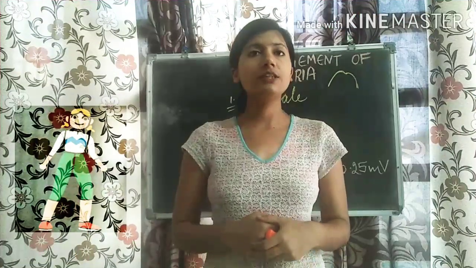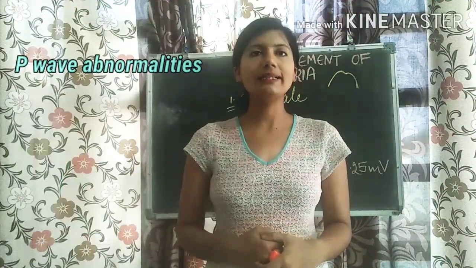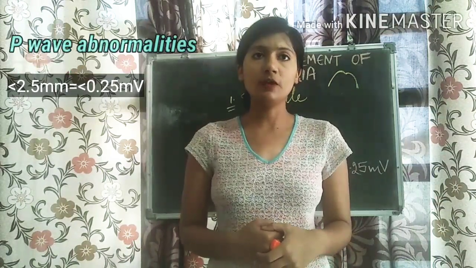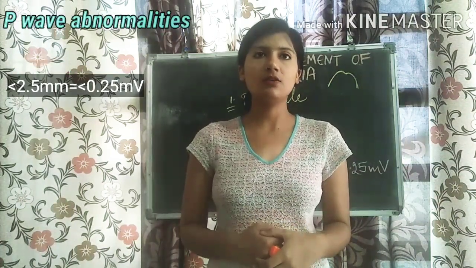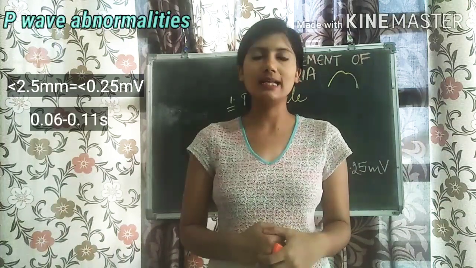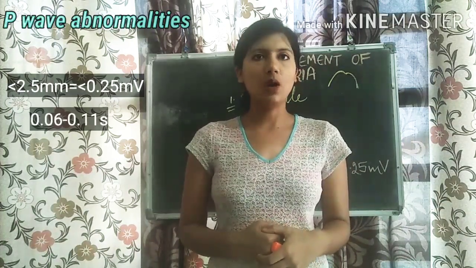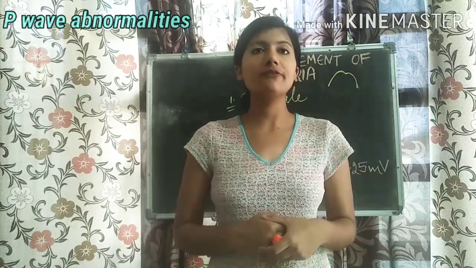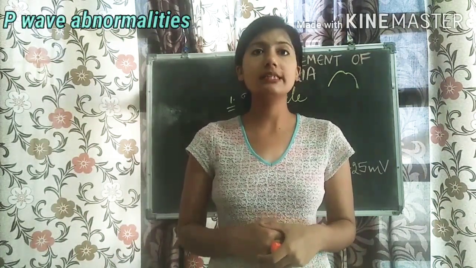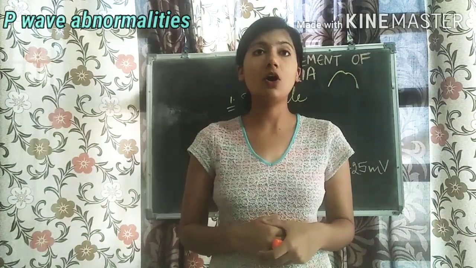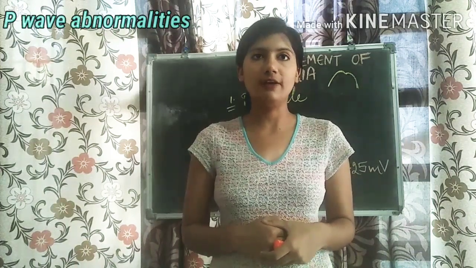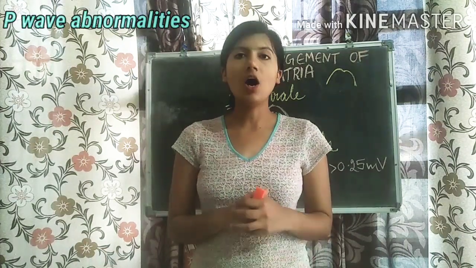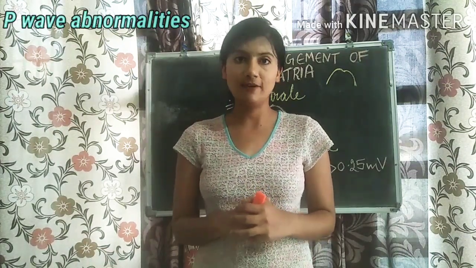Now finally, with the P wave abnormalities, normally the amplitude of the P wave is 2.5 mm on the vertical axis and the time interval is 0.06 seconds to 0.11 seconds. As we know, the P wave represents the depolarization of the atria. So any pathological condition related to the atria will cause deflection in the P wave. Now considering the enlargement of the atria, how does it cause changes in the P wave?